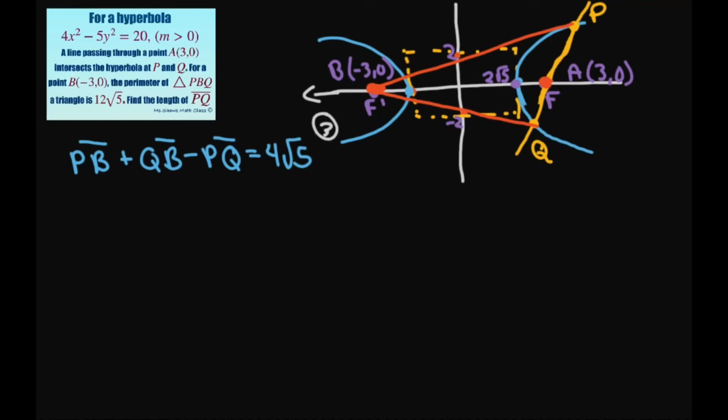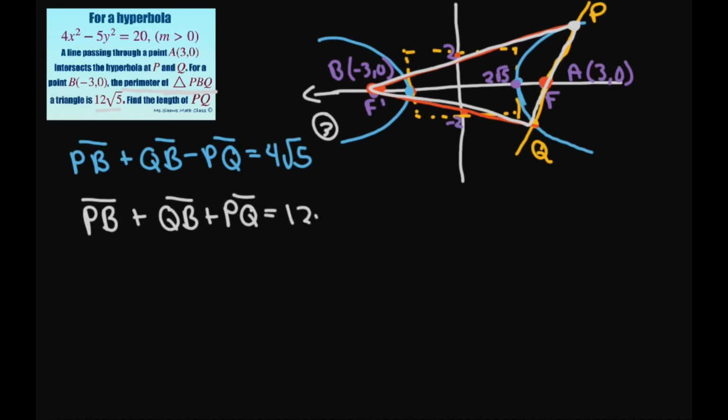And it's also given that the perimeter of our triangle is 12 square root of 5. So here's our triangle, PBQ, right here. That means we have PB plus QB plus PQ equals 12 square root of 5, because that's given here. Let's call this equation 4.